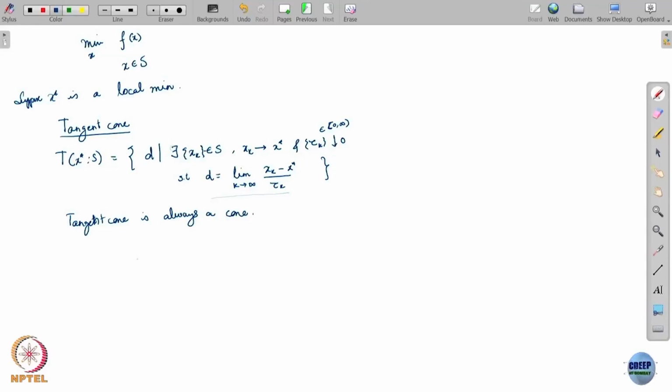Suppose I have a region like this, and let's begin here. Suppose this is my set S and this is my point x star. For this sort of point, what is the tangent cone? This is a point x star that lies in the interior of S. In this case, what is the tangent cone?